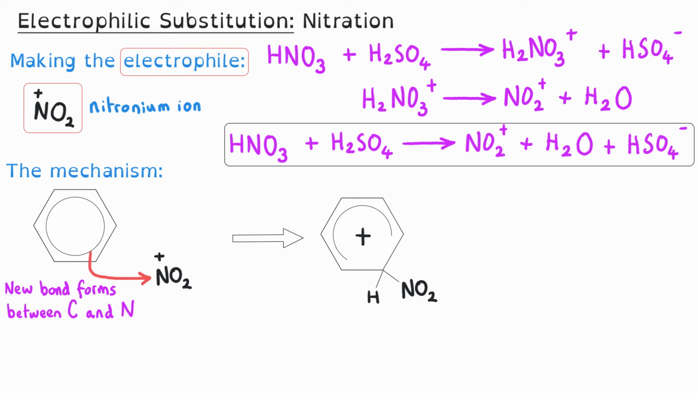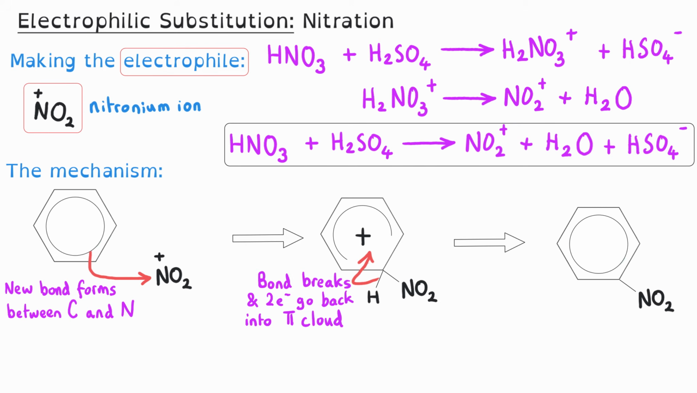And so the benzene is unstable because it's positively charged, but it regains its stability by taking those 2 electrons back. And it takes them back from the bond between this carbon atom and this hydrogen atom. And so we show a curly arrow like so. And this curly arrow is symbolising the bond breaking and the 2 electrons from that bond going back into the pi cloud. And so we produce this compound, which would be referred to as nitrobenzene, and we produce the hydrogen ion that has been replaced by the nitronium ion.